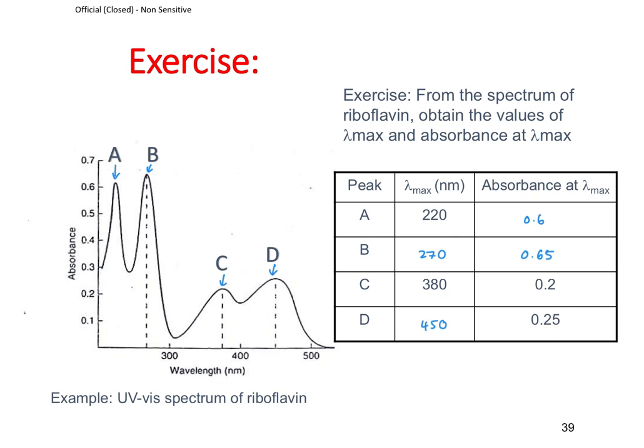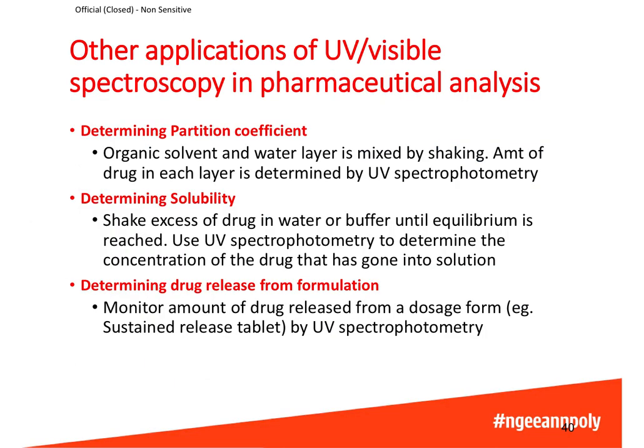So if you have an unknown compound which you think might be riboflavin, you can run a UV visible spectrum for that compound and compare the spectrum with that of riboflavin. Finally, let's look at a few other applications of UV and visible spectrophotometry.